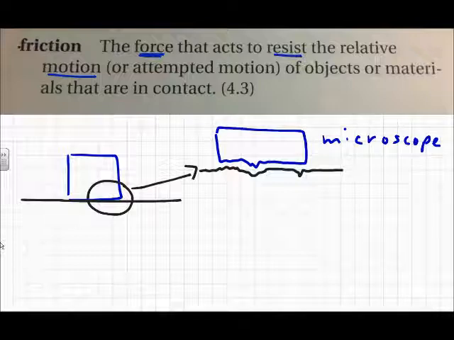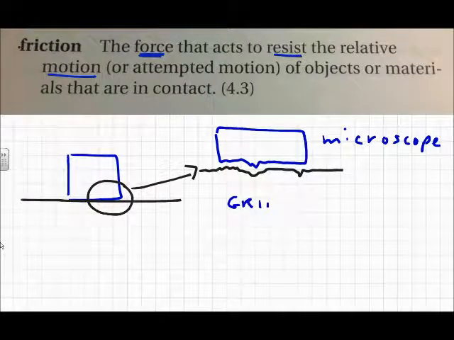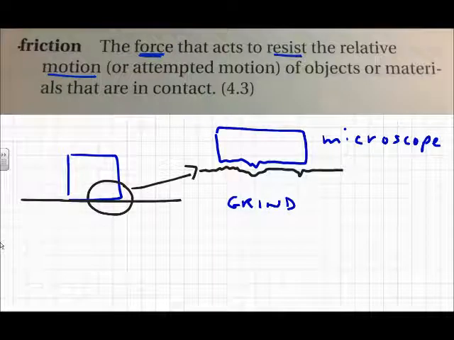So the two surfaces have these uneven grooves and jags that catch and pull on each other, especially as they move. You get this constant grinding. Whether you can hear it or see it or feel it or not, it is always happening.